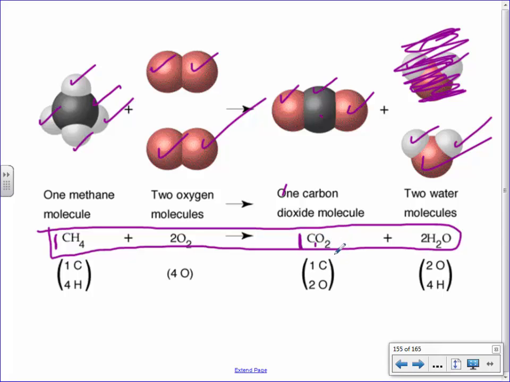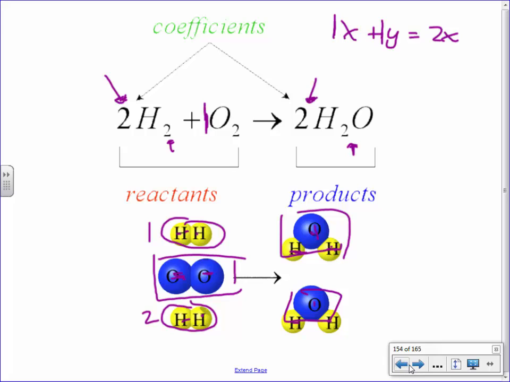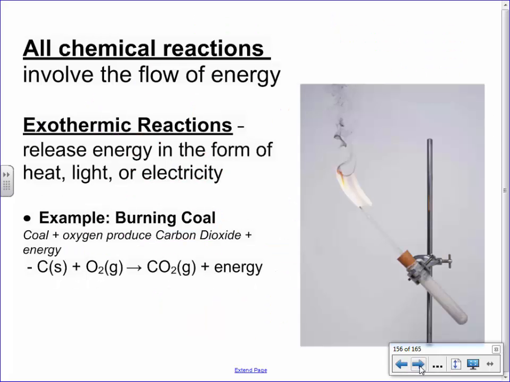So what I need you guys to be able to do is if you look at a chemical equation, I need you to be able to tell me how many total oxygens or carbons you might see. Okay. I think I'll leave that there.